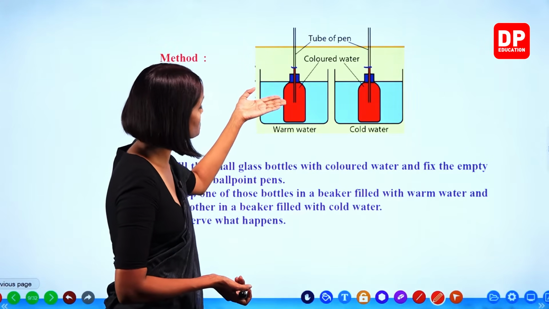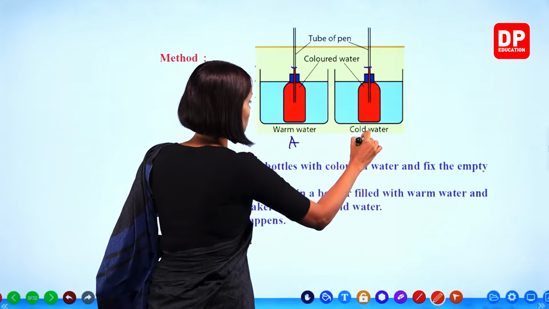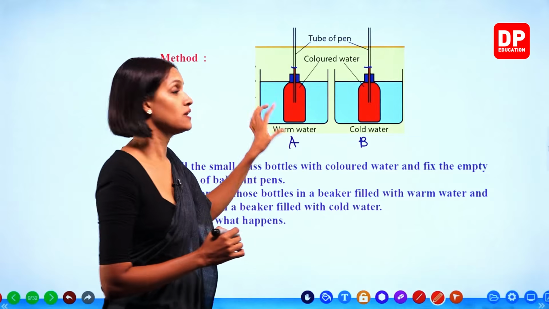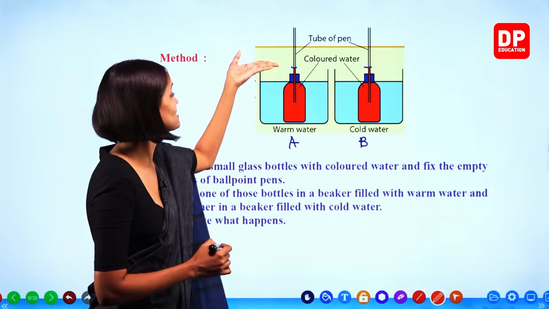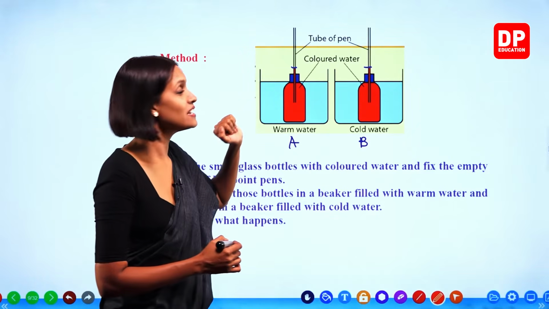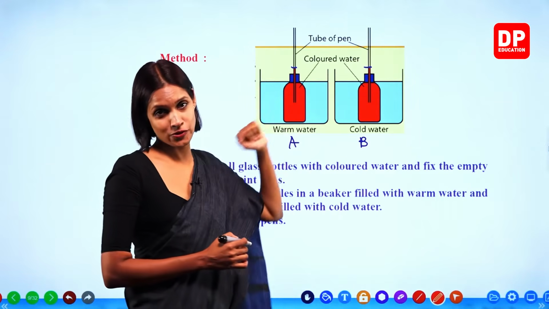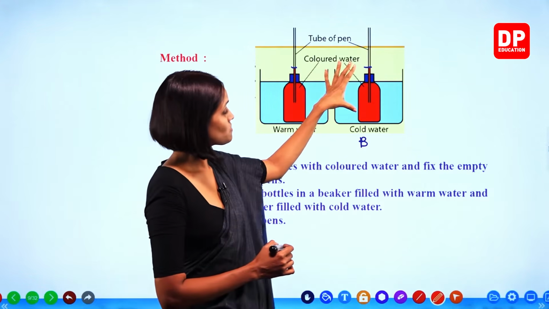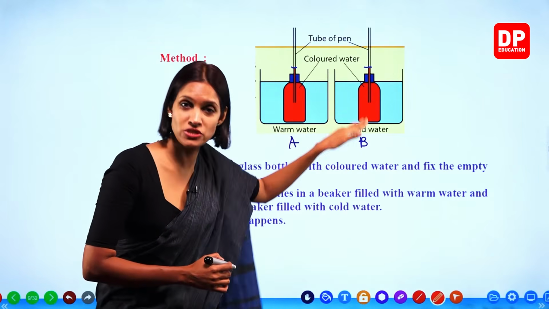And we clearly observe, we will consider this as setup A with warm water and this as B. Setup A, the water level of the pen tube in setup A, what happens, children? It rises up, it increases. Right? What happened here, children? Here the water level goes down. When we immerse this colored water bottle in cold water, the water level inside the pen tube goes down.